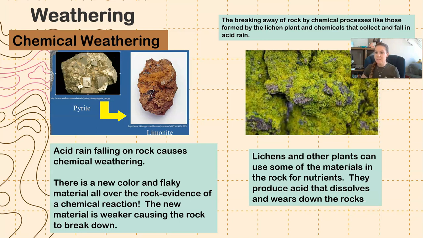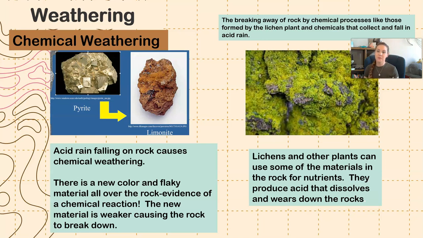Another example could be if you see a new color forming in the rock. Think back to chemistry. And I know you covered this in sixth grade chemistry, but perhaps you covered it in other grades as well, that a sign of chemical change is when an object changes colors. Remember, like rust, okay? So if we have a new color or a flaky material all over the rock, then there's evidence of a chemical change weathering that rock.